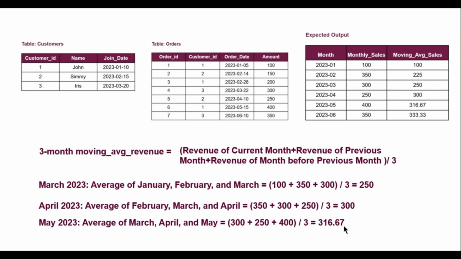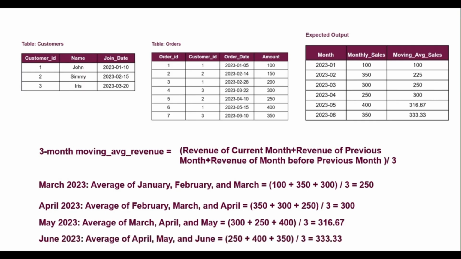And for the month of June, it is going to be the average of April, May and June, which is 250 plus 400 plus 350 divided by 3, that is 333.33. So I hope you are clear with the output, like how the output has just got derived. So let's move on to writing the SQL query to get this expected output.